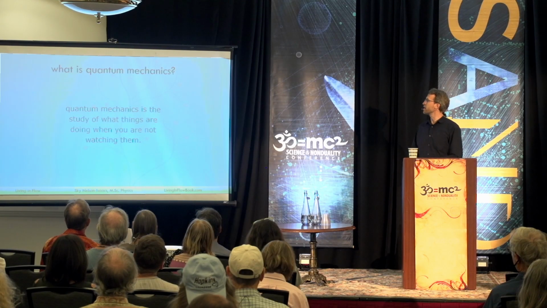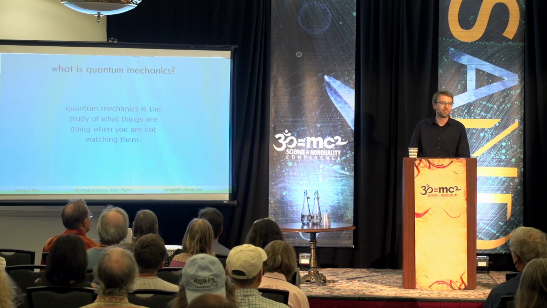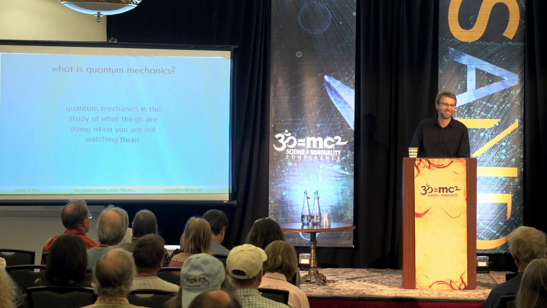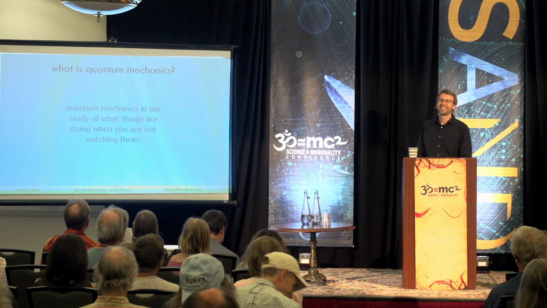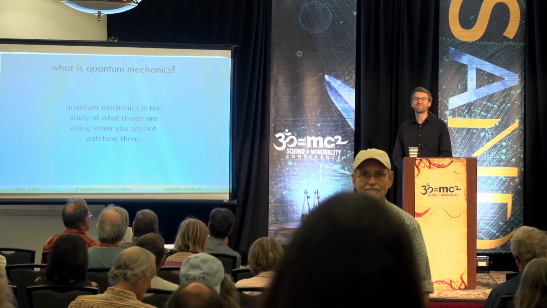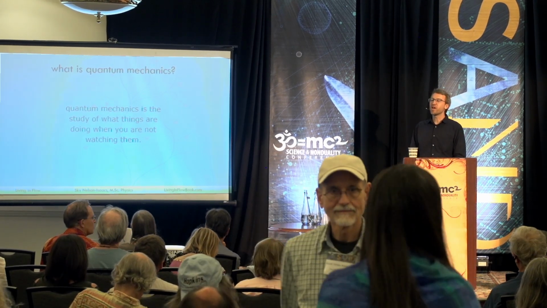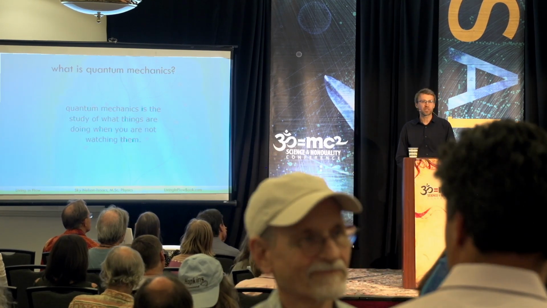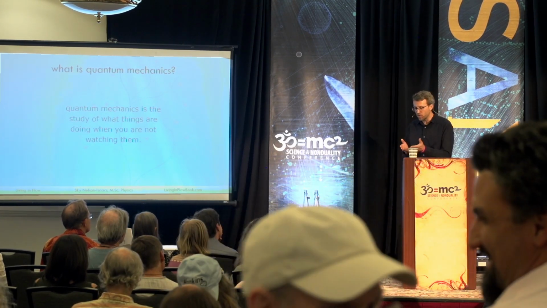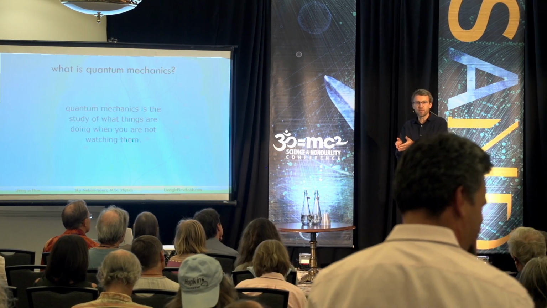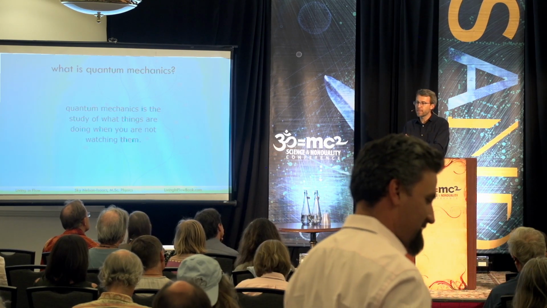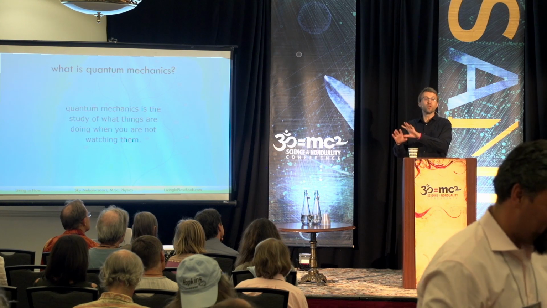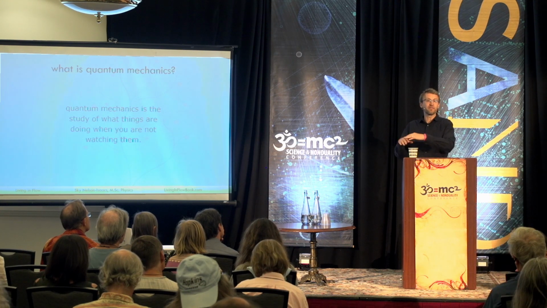Quantum mechanics is a study of what things are doing when you're not watching them. Let that sink in. When you're not looking at an electron, it evolves into multiple different possible states. So the way I do a typical experiment is I set up a system like an electron in some known state. I turn on a magnetic field and I don't look at it. And I let it evolve in time.